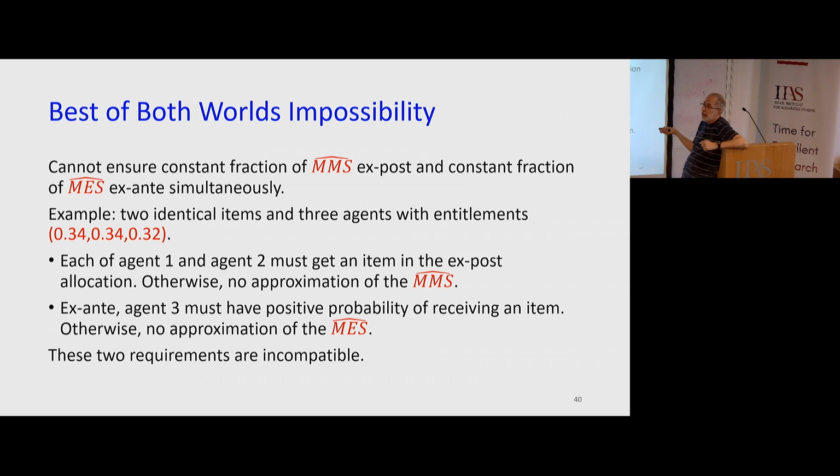So it leaves no item for the third agent. But the third agent thinks that ex ante, since he has positive entitlement, he is entitled to some positive value, so sometimes you should give him something, but you're not allowed to. If you give him something, some other agent gets nothing, who's entitled to something ex post. So either agent 3 gets nothing ex ante, or some other agent in some ex post allocation gets nothing. So the requirements are incompatible. You cannot have a best of both worlds result here.